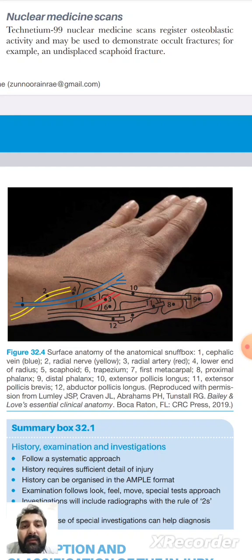Where are the osteoblasts found? Where the bone is being formed: at the fracture sites, at the metastasis, in the tumors. So where the technetium along with the pharmaceutical agents gets absorbed in the body, it emits gamma rays which are detected by the gamma camera, and where the maximum concentration of technetium-99 is present, we can suspect any fracture or metastasis or tumor there. So it is a very important investigation.